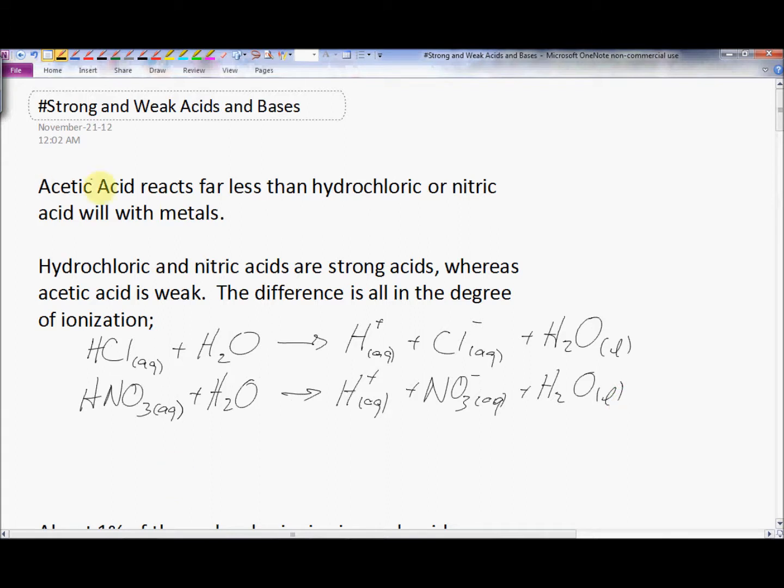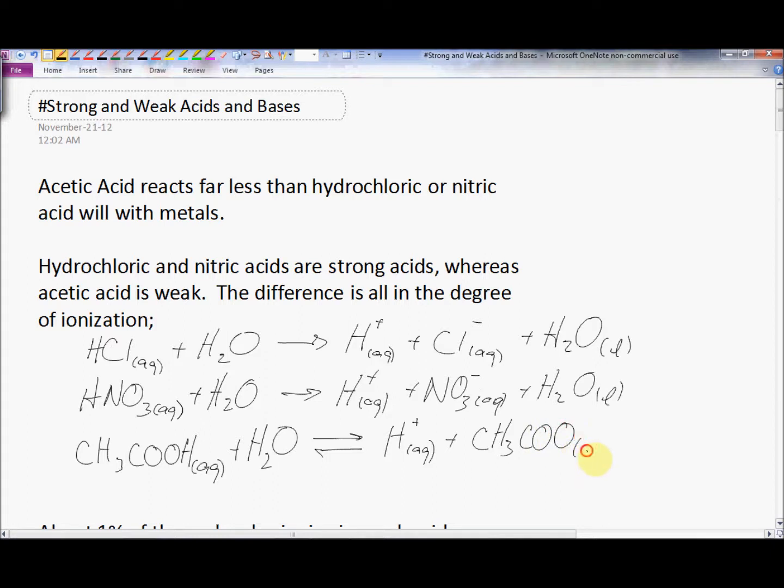But if you compare that with acetic acid, which is CH3COOH, put that together with water. Now I'm going to use a new symbol here. It's going to partially react, and you'll end up with a single hydrogen ion plus the acetate ion, CH3COO-, plus water.